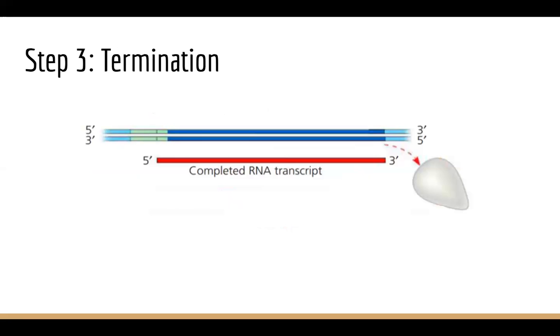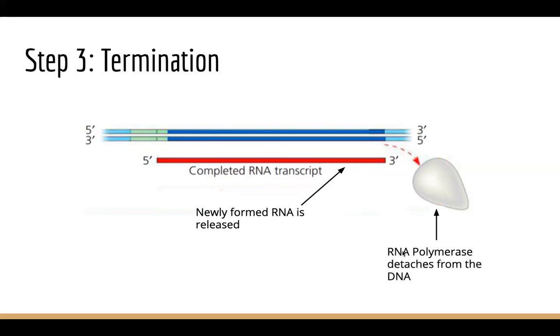Last step of transcription is termination. So here, eventually our RNA polymerase is going to make its way to a stop codon. And once it reaches that stop codon, the newly formed RNA will go ahead and be released. Along with that, RNA polymerase will go ahead and detach itself from the DNA. So now we'll have that newly formed RNA molecule, and our DNA will go ahead and rewind itself up.